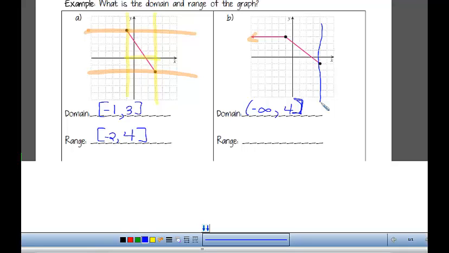Okay, then as far as the range, what's the minimum value? -1, and that is included. And then it goes up to what? 3. Is that included? Yes, it is. Okay. Looks like once it gets to -1, the value stays at 3. Okay. Questions about that? Okay. Very good.